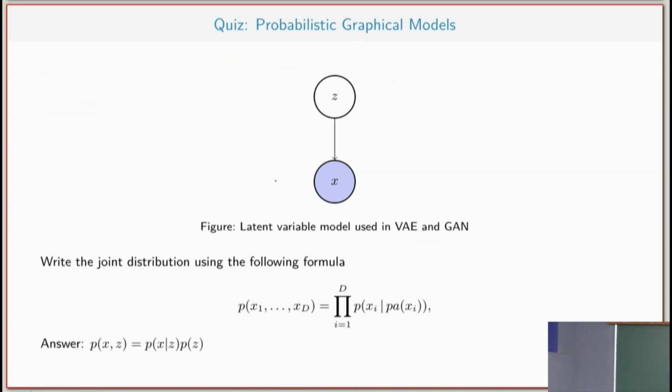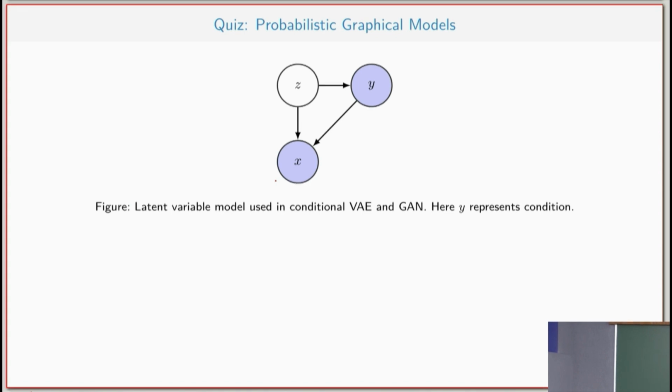Let us try another quiz with this slightly more complicated one. All the time we are looking for the joint over x, y, z. We can say this is x1, this is x2, this is x3. It doesn't matter about the ordering, because in the end they are products and they commute. I just have to make sure that for x1 I take x1 and the parents of x1.